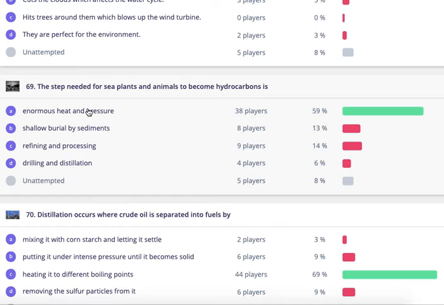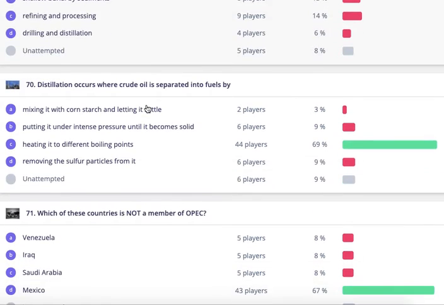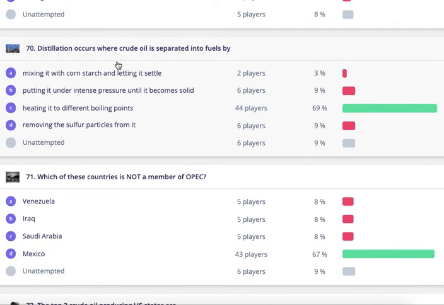The step needed for sea plants and animals to become hydrocarbons is enormous heat and pressure. They have to form under the ground. You have to squeeze them. Distillation, that's just the definition. Distillation is the separating of substances based on differences in boiling point.